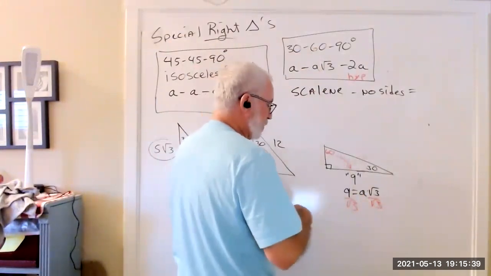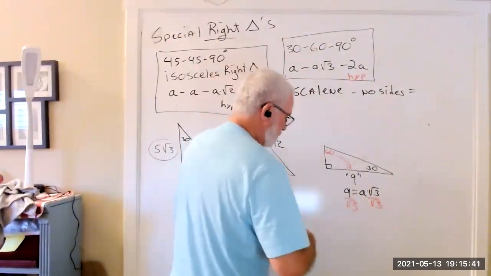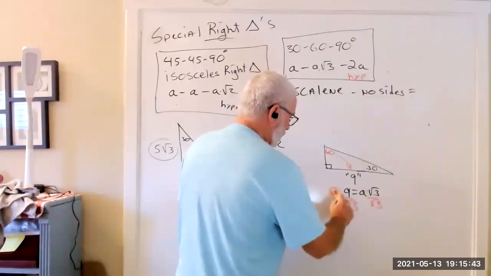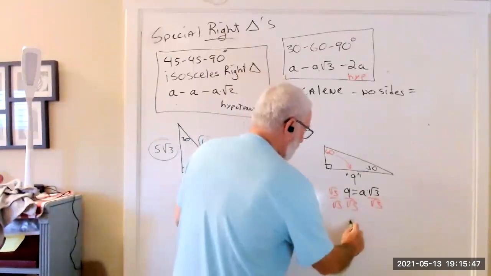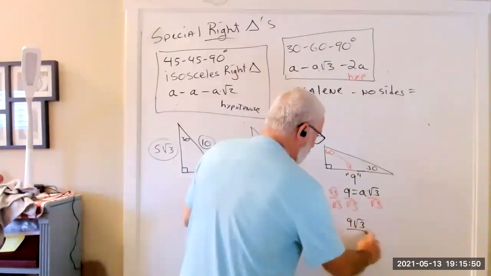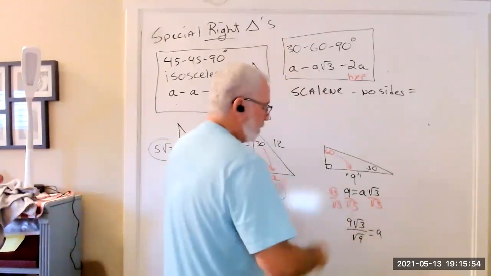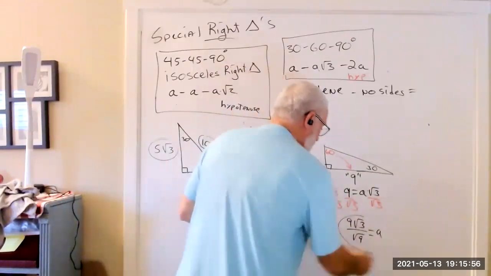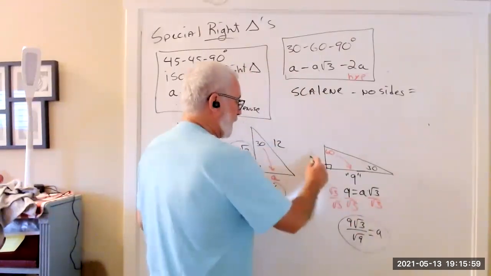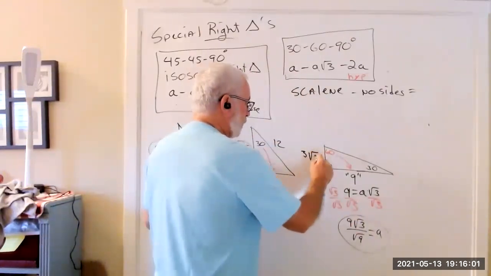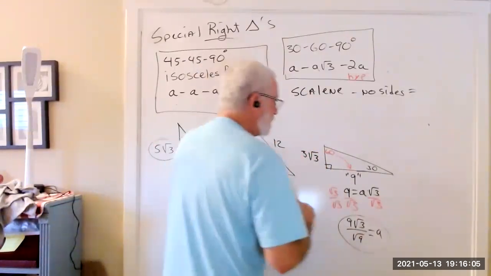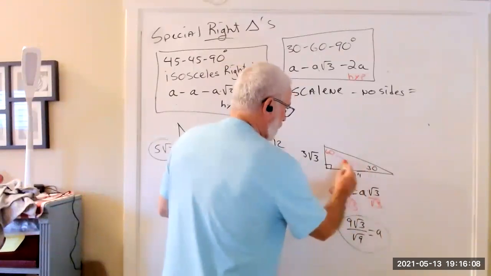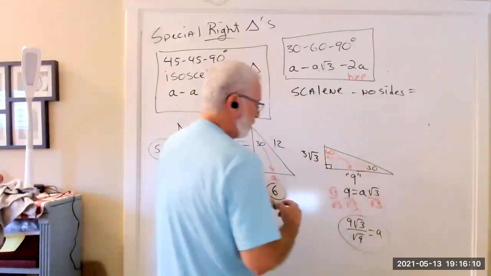Rationalize the denominator, make it look pretty. So we're going to multiply by radical 3 to do that. That gives me 9 radical 3 on top over square root of 9 on bottom. Clean this up a little bit more, and I got 3 radical 3 for the A side. And remember, the A side is always opposite the 30-degree angle.